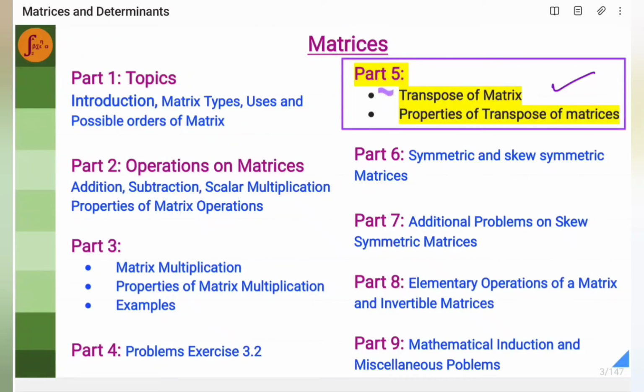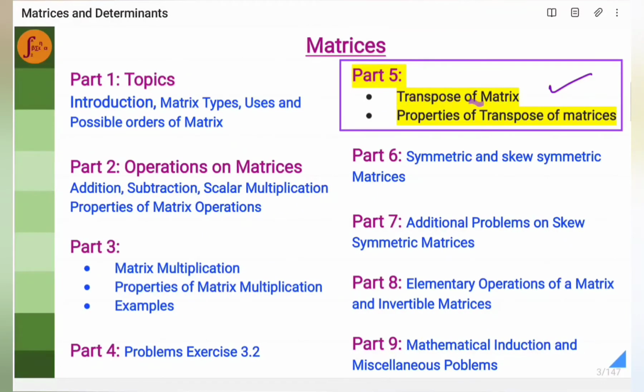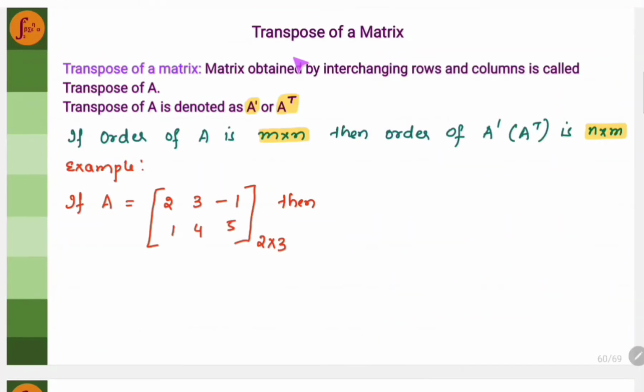Hi everyone. In this video, we'll go through the topic related to the transpose of a matrix, and we'll go through a few examples related to transpose. What is the transpose of a matrix? A matrix obtained after interchanging rows and columns is called the transpose. It is denoted as A dash or A to the power T. Let's take an example.